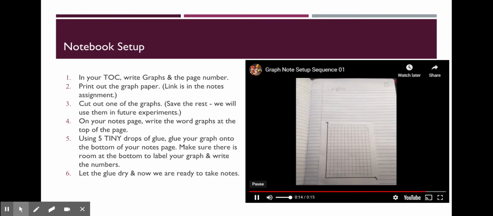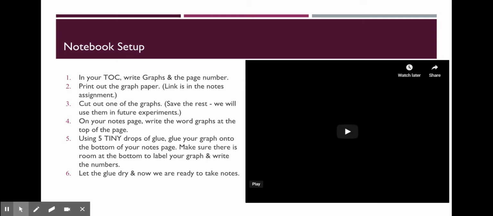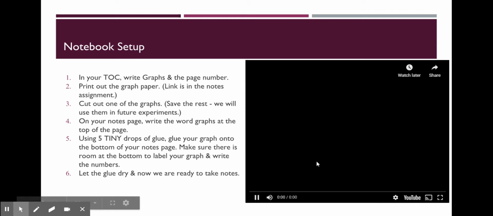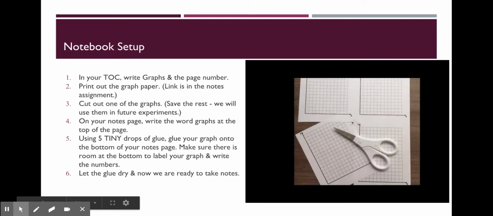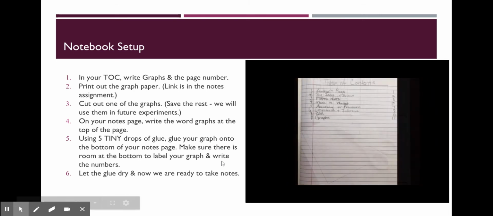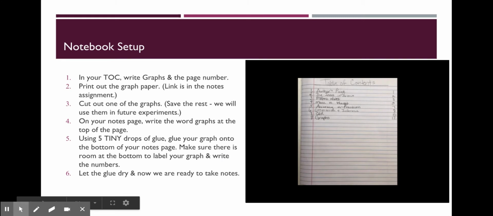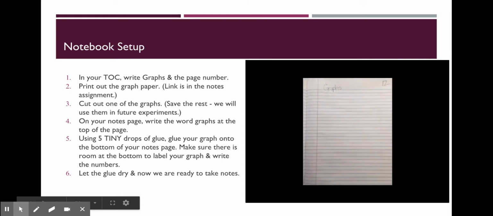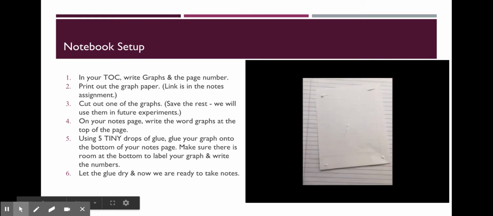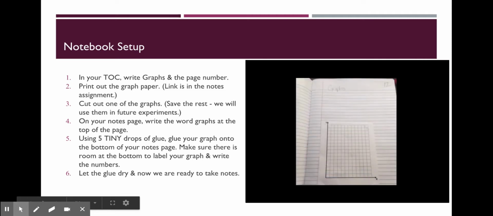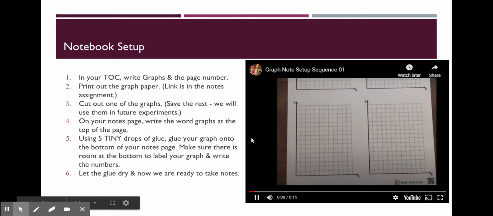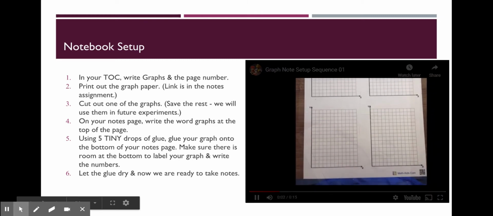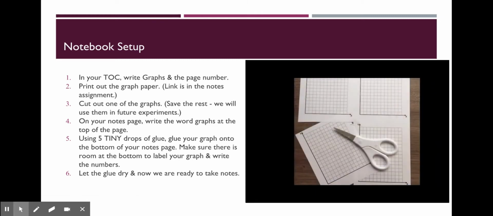Cut out one of the graphs. Save the rest. We'll use them in future experiments. On your notes page, write the word graphs at the top of the page. Using 5 tiny drops of glue, glue your graph onto the bottom of your notes page. Make sure there is room at the bottom to label your graph and write the numbers. Let the glue dry, and now we're ready to take notes.